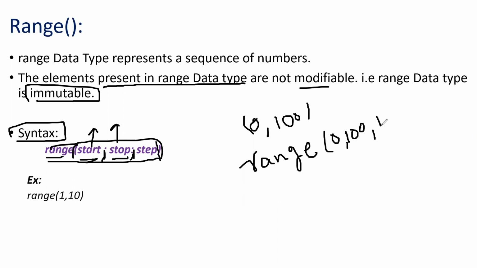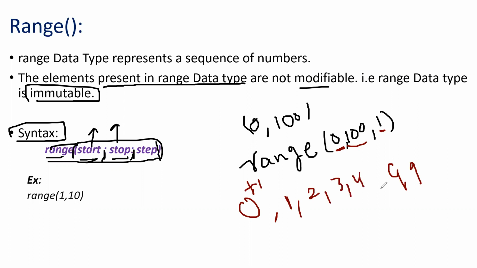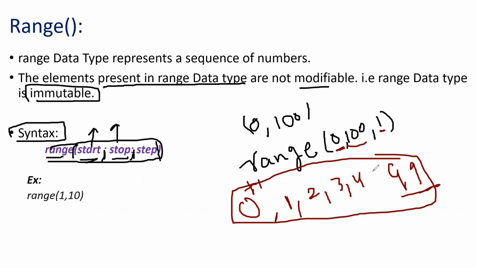0, 100 and 1. What do you mean by that? How does Python work in this? The start value is 0, so 0 is started, and the end value is 100 minus 1, that is 99. In between, how must the sequence be? It is the step value. Means 0 plus 1 is 1, 1 plus 1 is 2, 2 plus 1 is 3, 3 plus 1 is 4. Like that until 99, it will show the output.